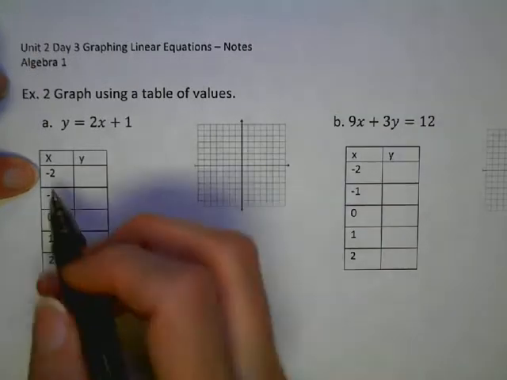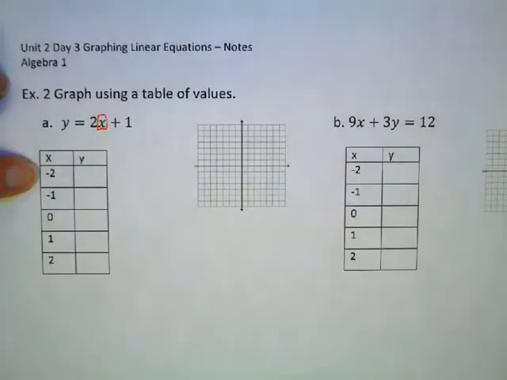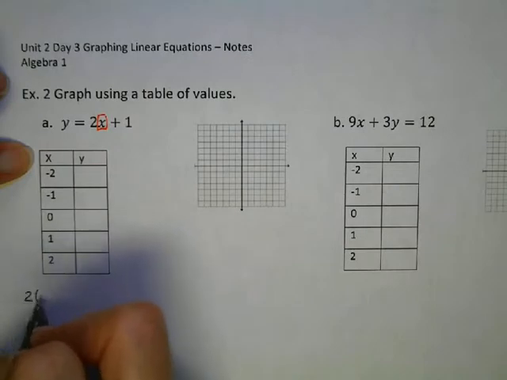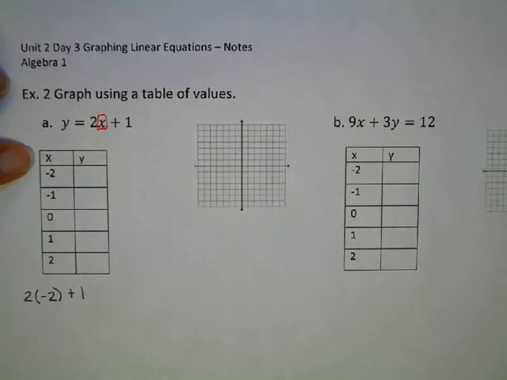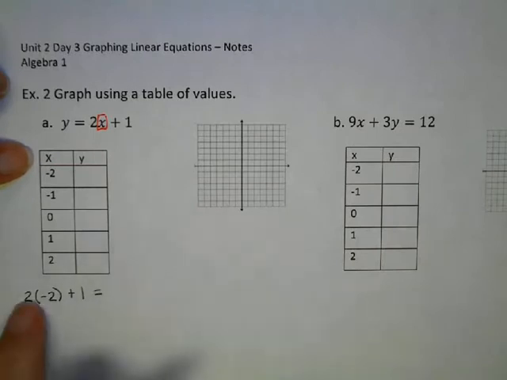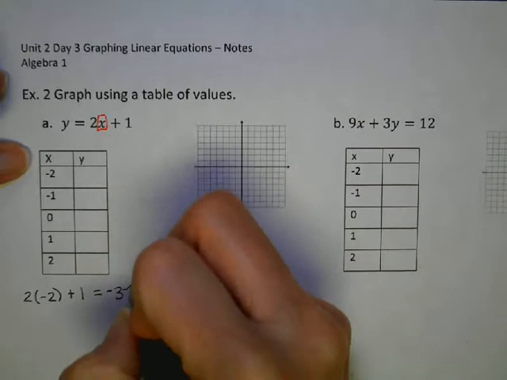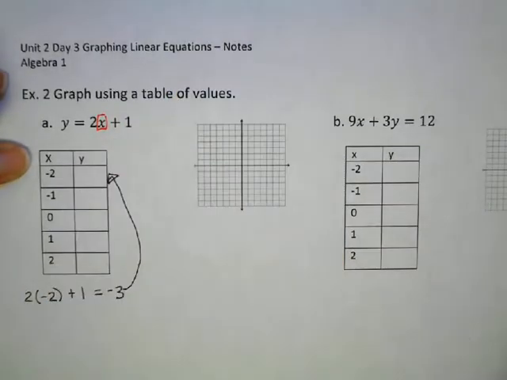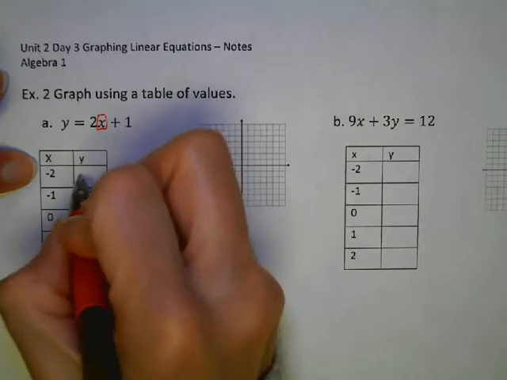If I were to plug a negative 2 in the place of x here, because these are your x values, you would take 2 times negative 2 plus 1. You can do the work, or you can type that in your calculator. That comes out to negative 4 plus 1 equals negative 3. So I'm going to take this answer and put it in the table. When I plugged in a negative 2 here, I got the answer of negative 3.